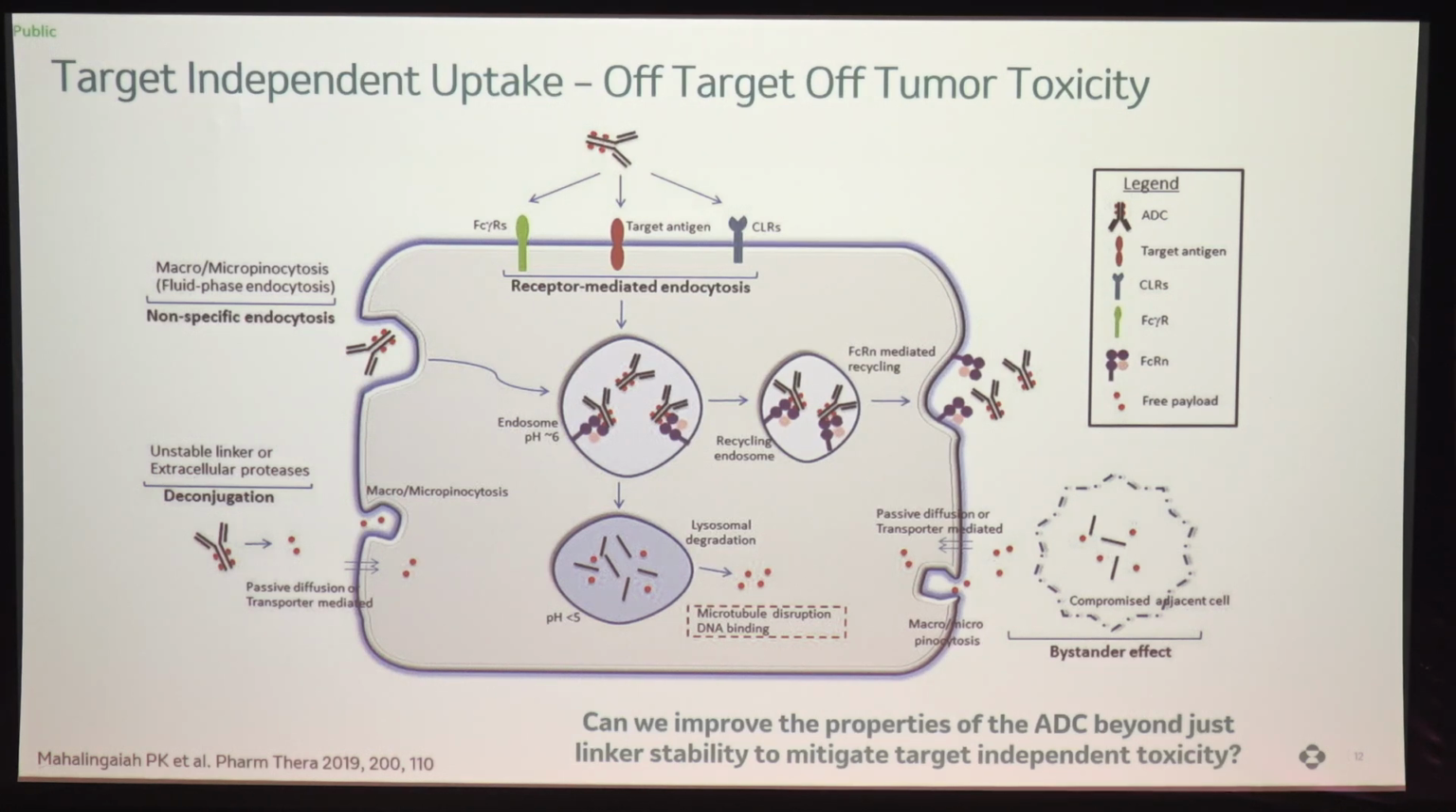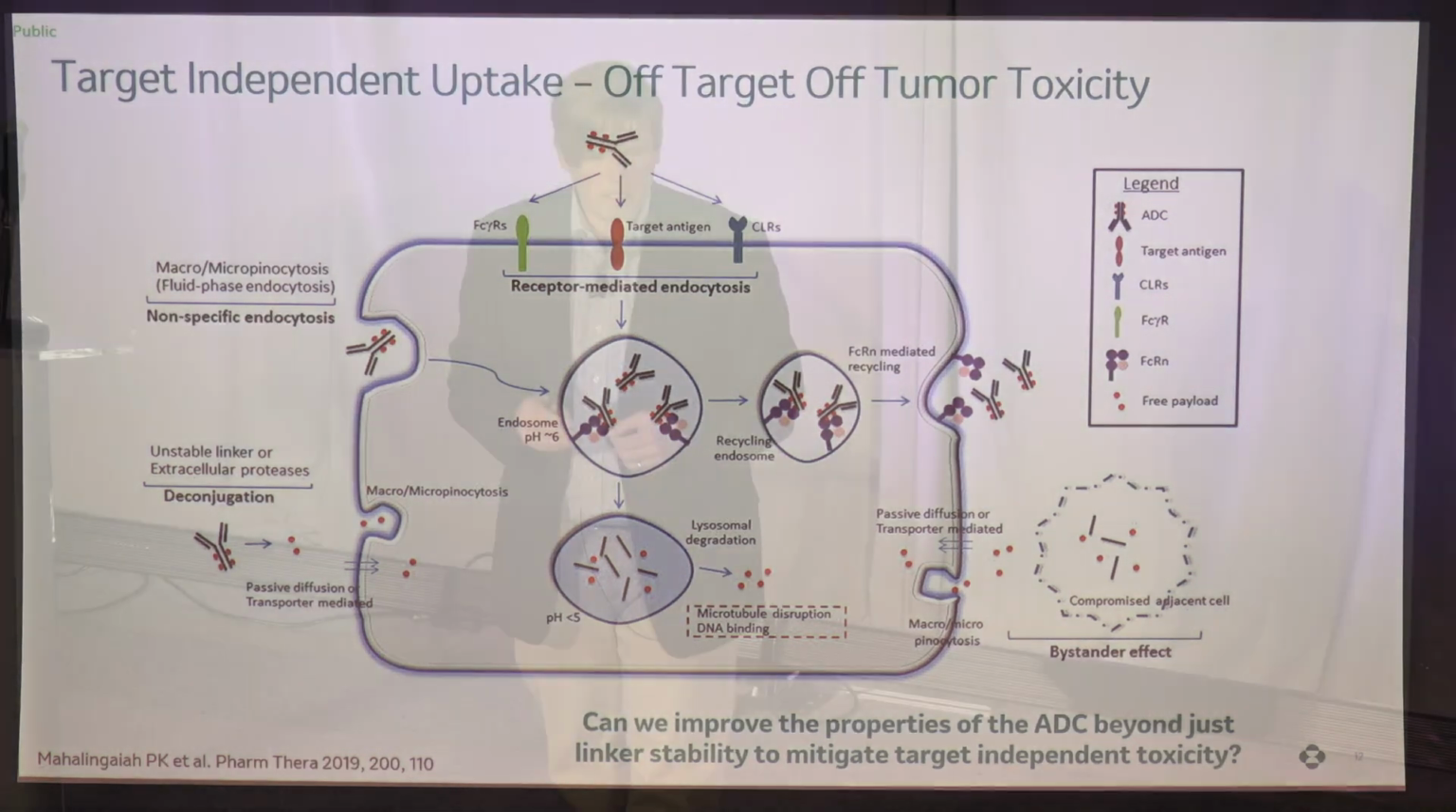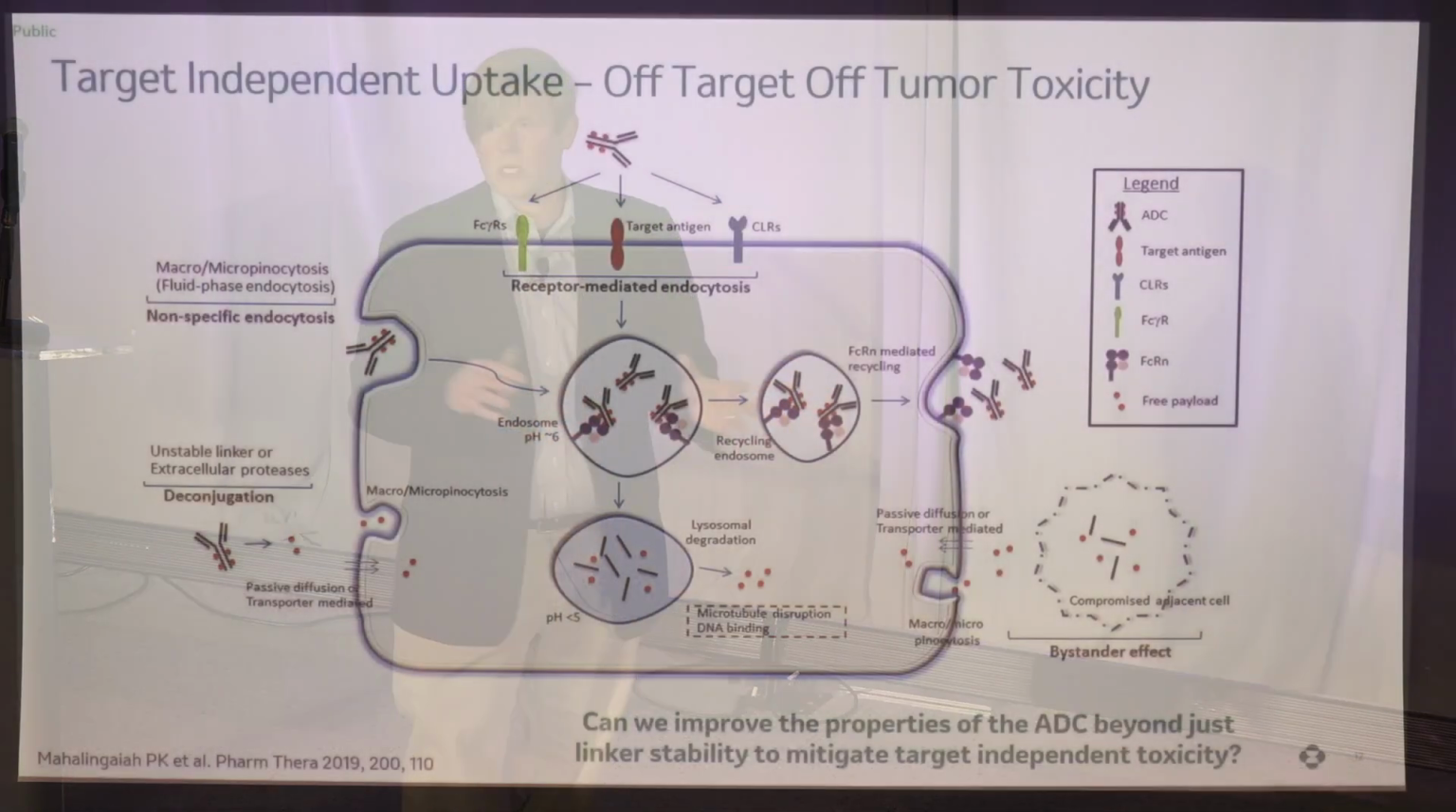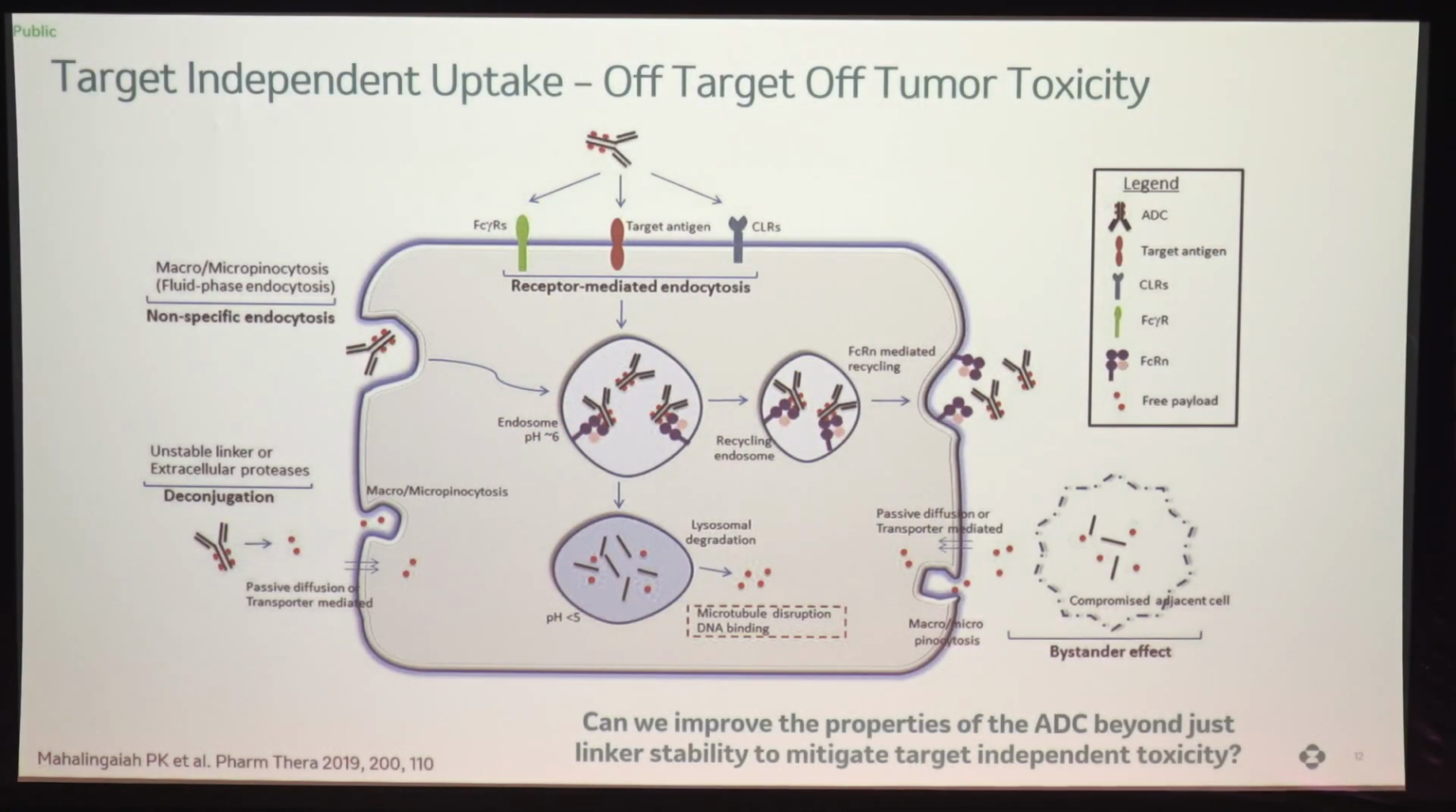And so turning back to where I had started and thinking about this target-independent uptake, this off-target, off-tumor toxicity, right? We want to think about how the ADC is actually getting into these cells, right? I just spent the last couple of slides telling you about ways that people have tried to mitigate these unstable linkers and releasing payload that's then getting into cells and causing tox. And while that does seem like that's helping in some respect, the ADC itself is now getting into cells and tissues and causing tox that way.